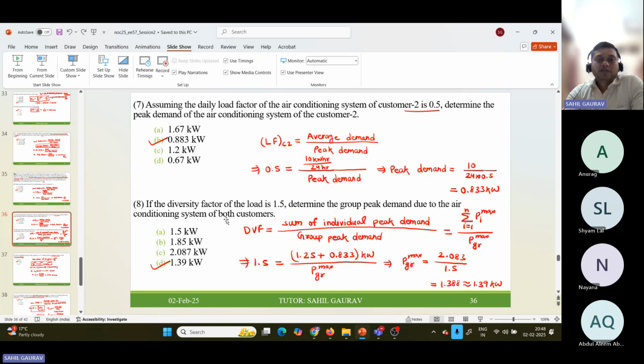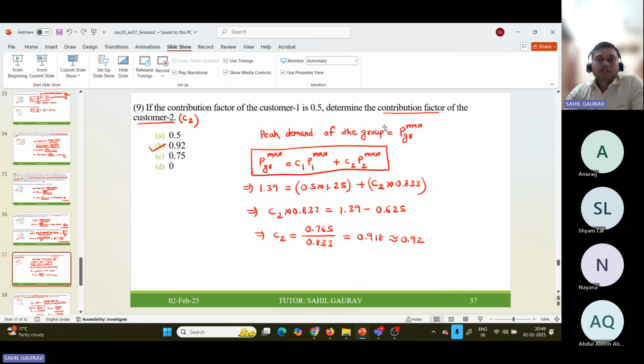The next, in that problem, diversity factor is given, and you have to find the group peak demand due to condition of system. We can find the sum of individual peak demand, since in question 6 and question 7 we have found the individual peak demand for customer one and customer two. For customer one, it is coming as 1.25 kilowatt, and for customer two, it is coming as 0.83 kilowatt. You have to find the group peak demand, and this diversity factor is also given. So group peak demand is 1.39 kilowatt.